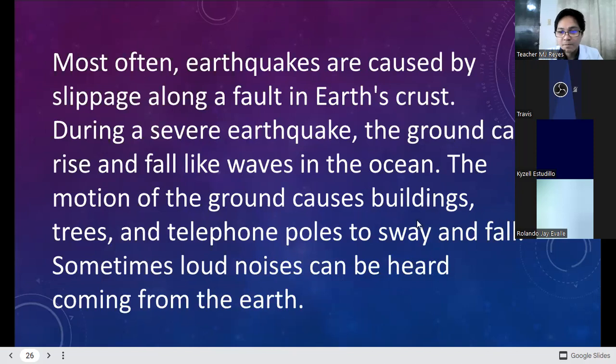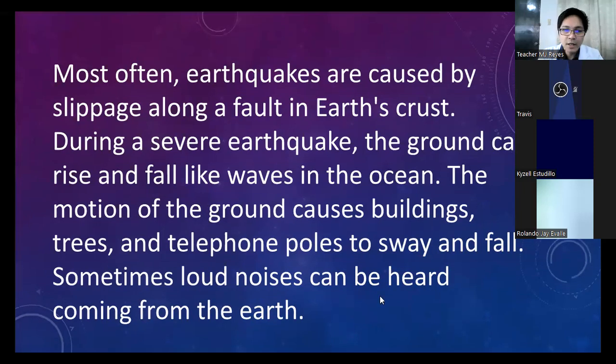Most often, earthquakes are caused by slippage along a fault in Earth's crust. As simple as that, it slips. During a severe earthquake, the ground can rise and fall like waves in the ocean. The motion of the ground causes buildings, trees, and telephone poles to sway and fall. Sometimes loud noises can be heard coming from the earth.